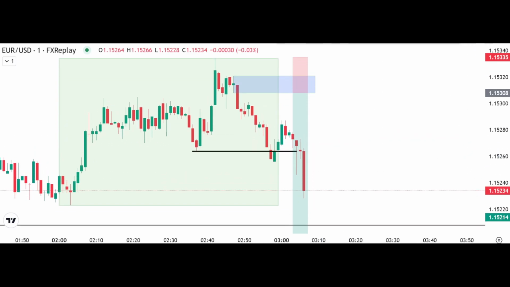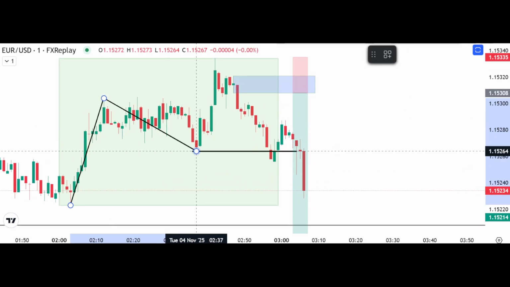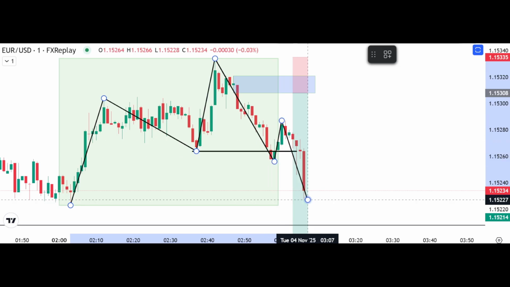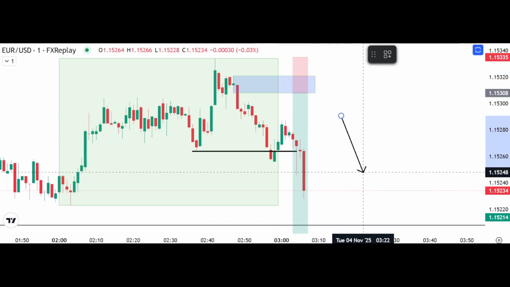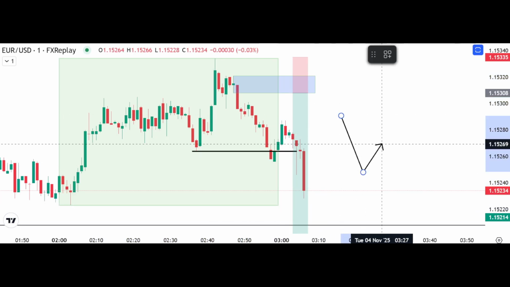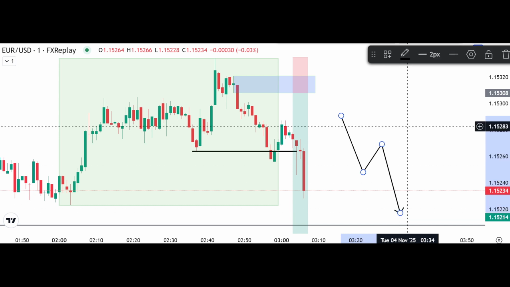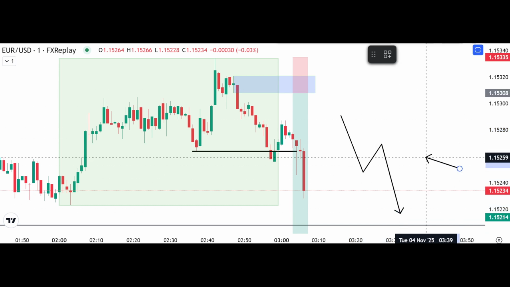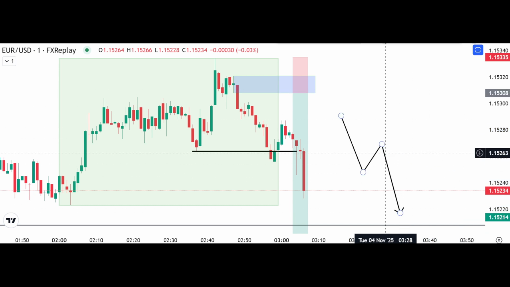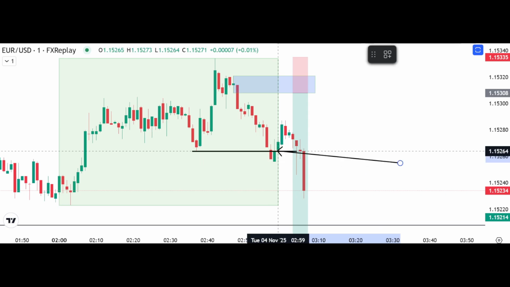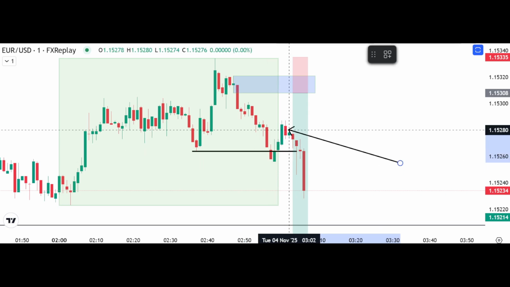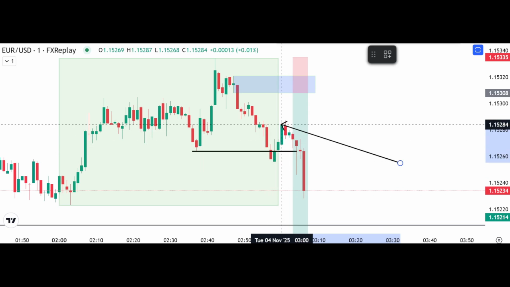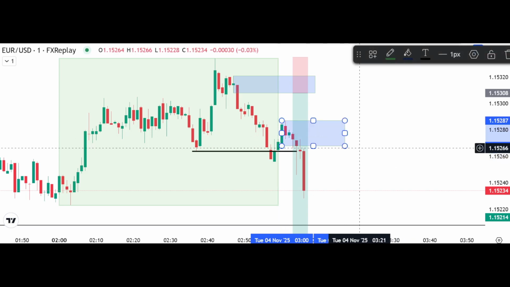In case this happens, this is what I see: high, low, higher high, lower low, lower high, lower low. A valid pullback must have more than 2 candles to consider it a valid pullback or retracement. As you can see here, we have lower low, we have more than 2 candles retracement. So this is a valid pullback. Now we can just mark the supply zone just like this.